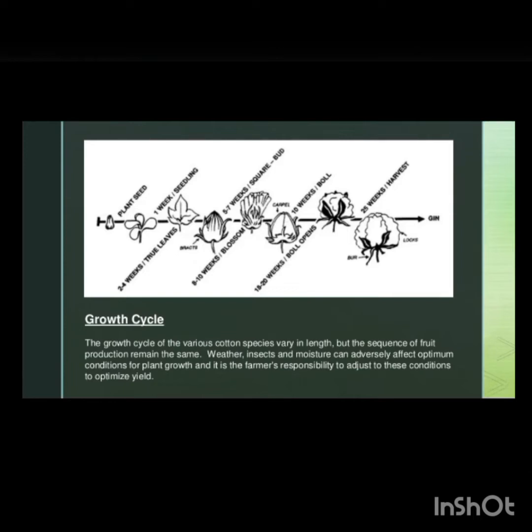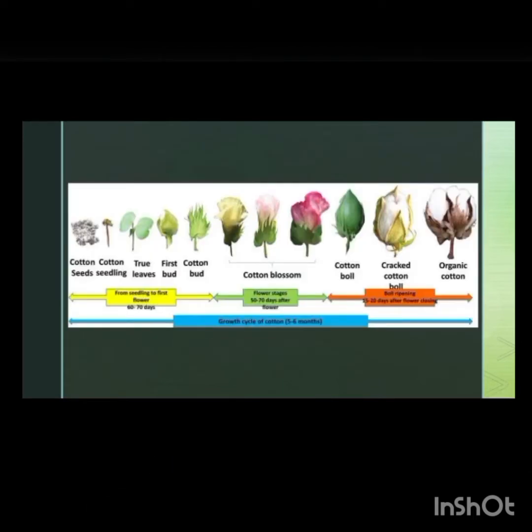In almost the 25th week, the cotton is properly burst out and then it can be used for processing. We can say a complete 5 to 6 months time cotton takes to produce. This is the growth cycle of the cotton plant.